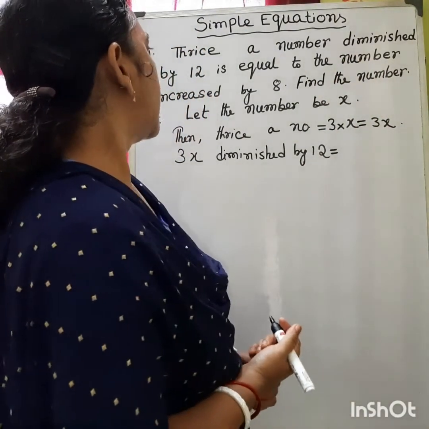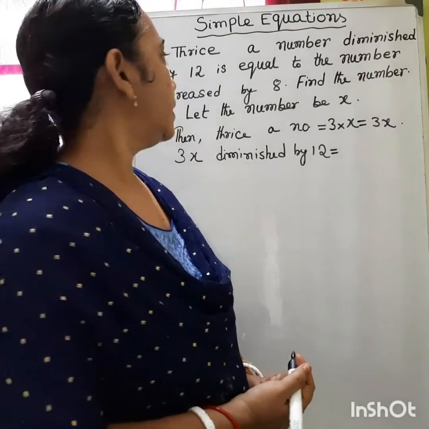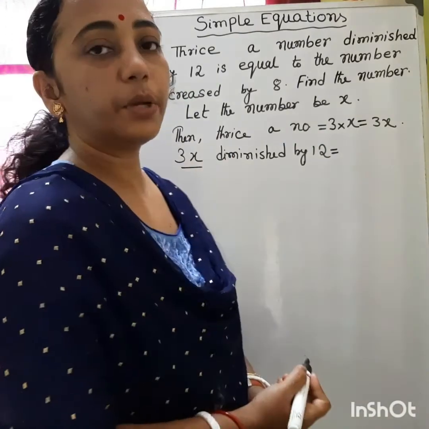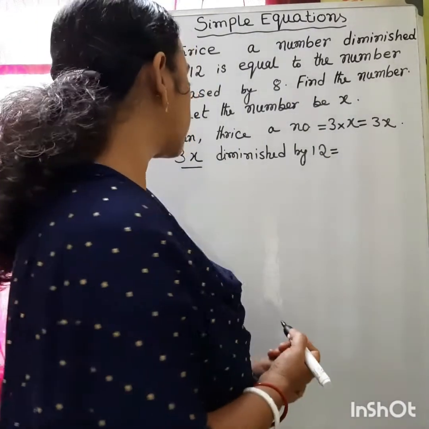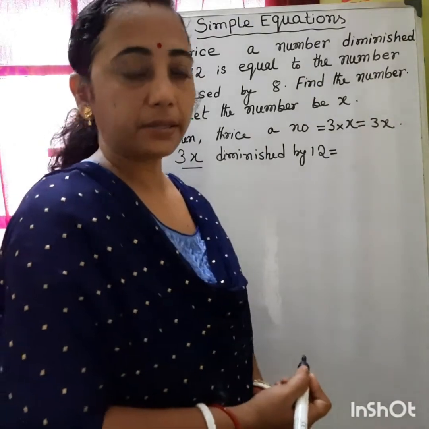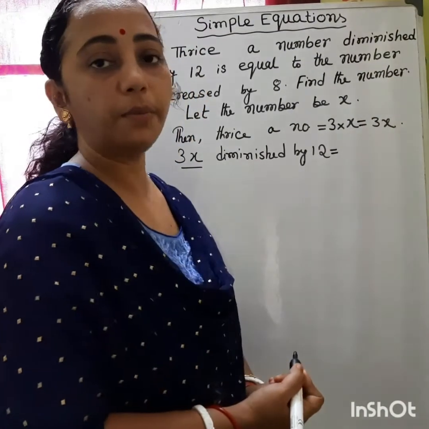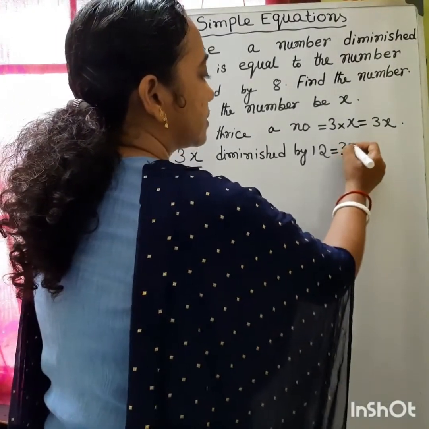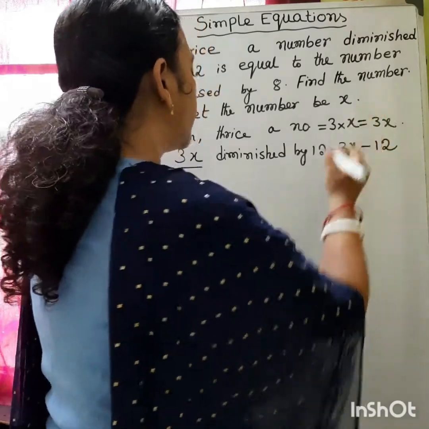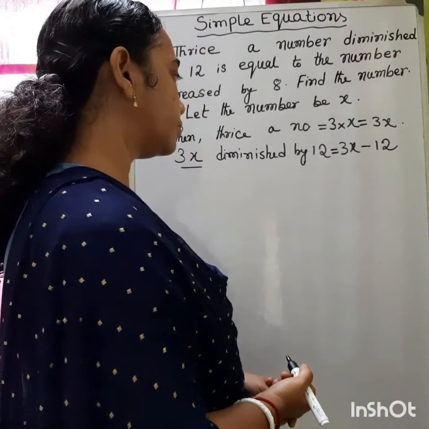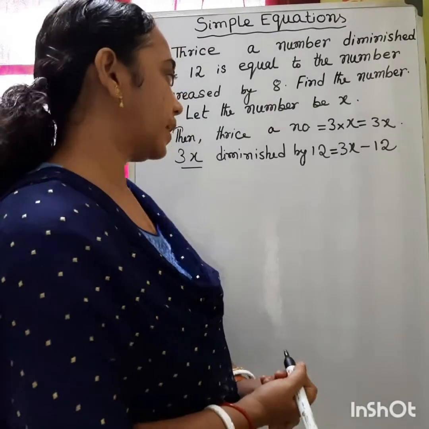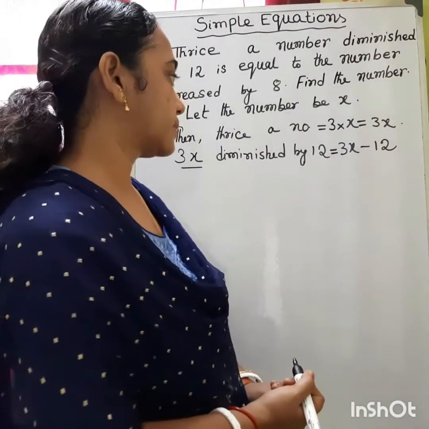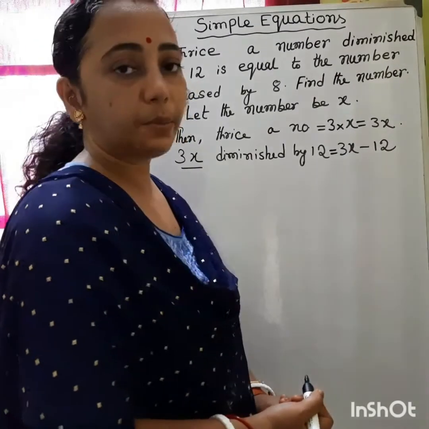Now it is asked in this question: thrice a number diminished by 12. So thrice a number means 3x. So 3x diminished by 12 means we have to reduce 12 from 3x, that is, we have to subtract 12 from 3x. So we can write it as 3x minus 12. So that is coming here 3x minus 12.